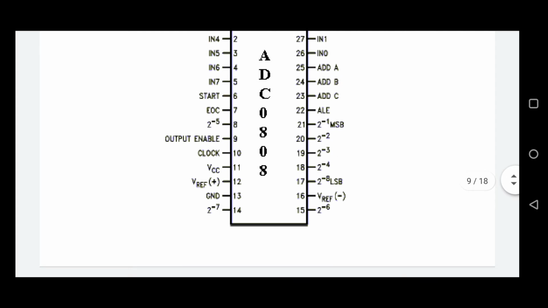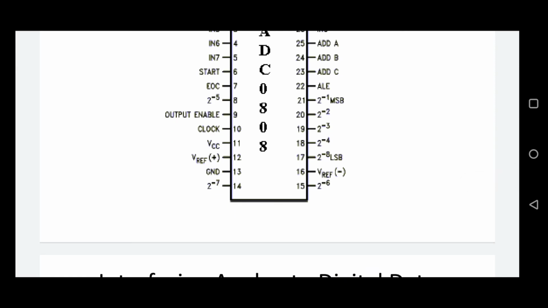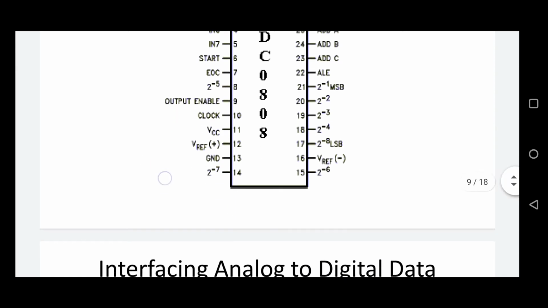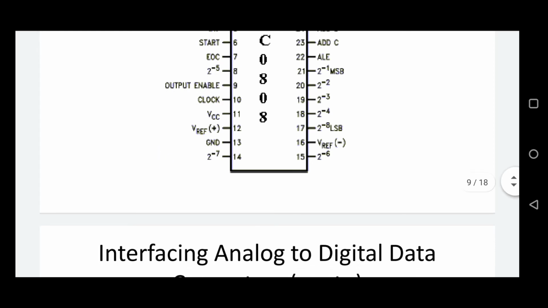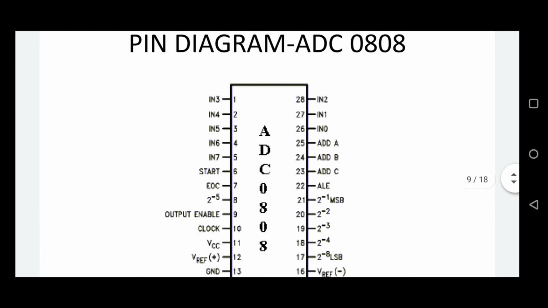The 9th pin is output enable, which is used to enable the output, and the 10th pin is the clock pin. The 11th pin is VCC power supply, that is plus 5 volt, and the 12th pin is VREF, the reference voltage, where the positive reference voltage is plus 5 volt. The 30th pin is ground, and the 28th pin is the input pin.